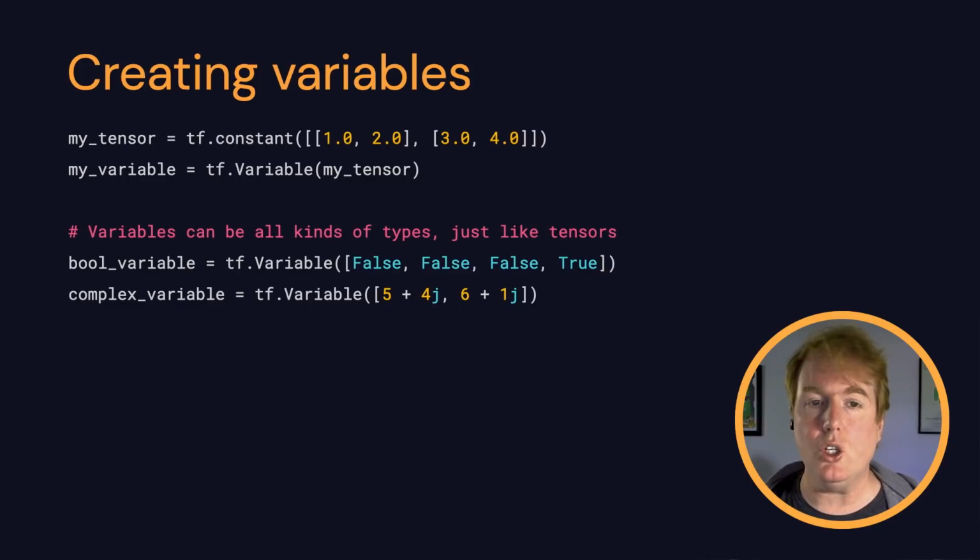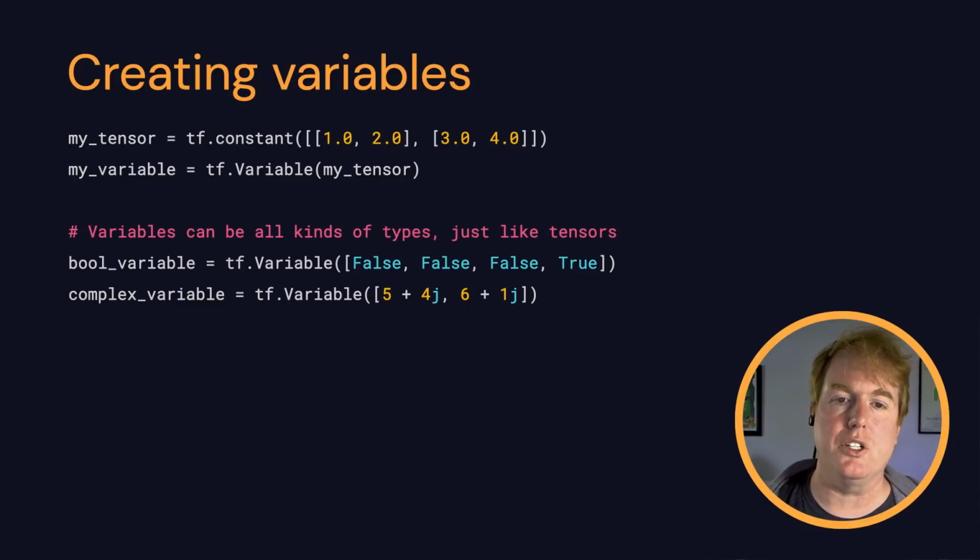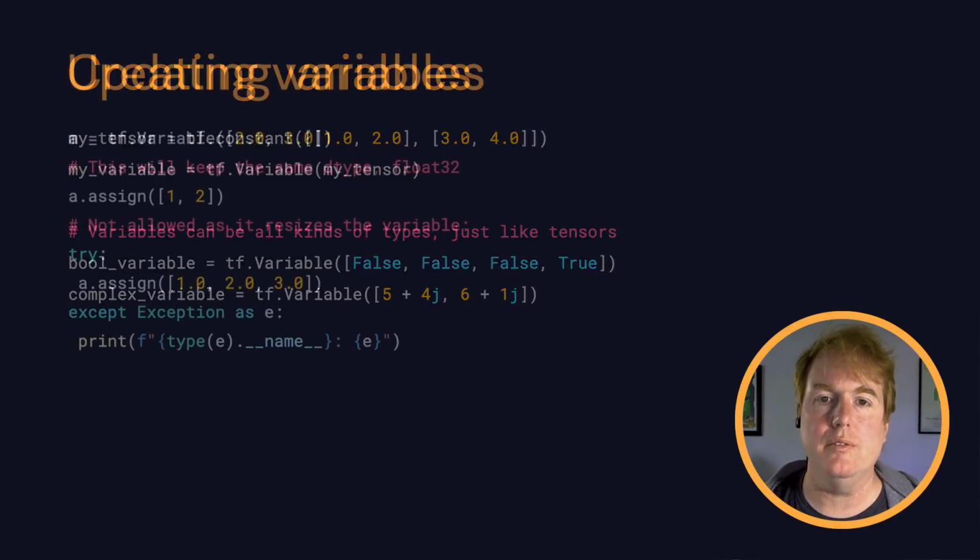A variable looks and acts like a tensor, and in fact, it's a data structure backed by a TF tensor. Like tensors, they have a dtype and a shape, and they can be exported to NumPy. So in this code here, we're going to make a few. We have a regular 2D tensor, and we use it to initialize a variable. We can also have Boolean and complex variables. Variables can be any supported dtype that you want.